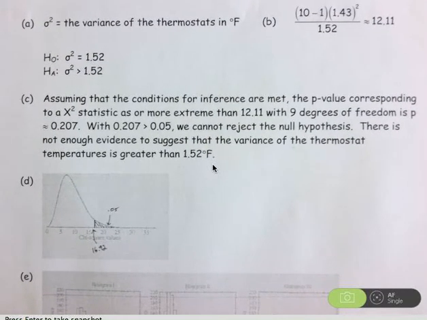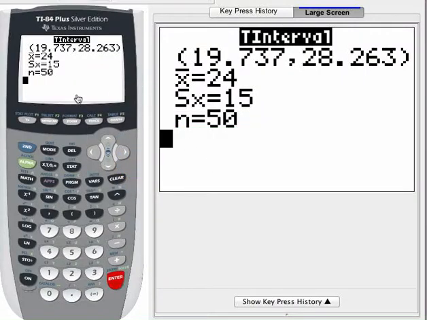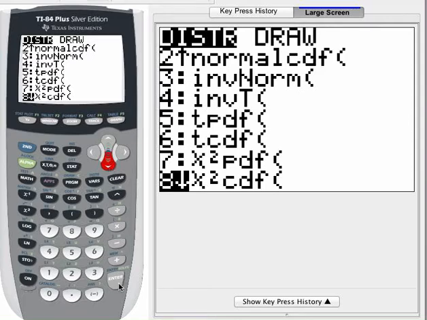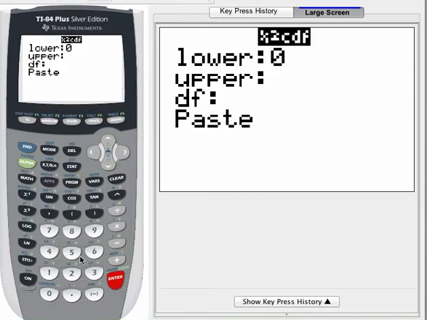Let me take a second and review how to do that. Going to the calculator, second, distributions. I can't remember what the hotkey number is, so I have to press the number down there. Oh, of course it's 8. There's the chi-squared CDF command. My lower boundary is going to be the 12.11.